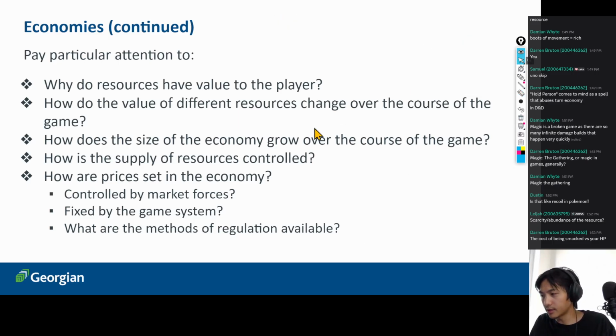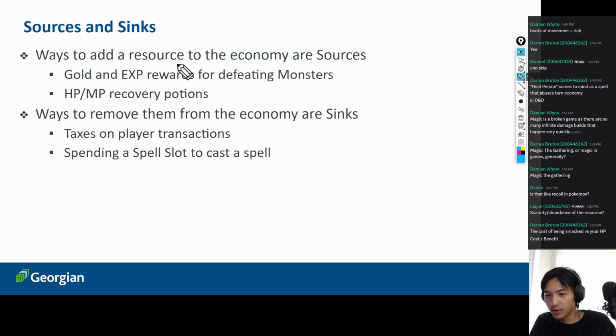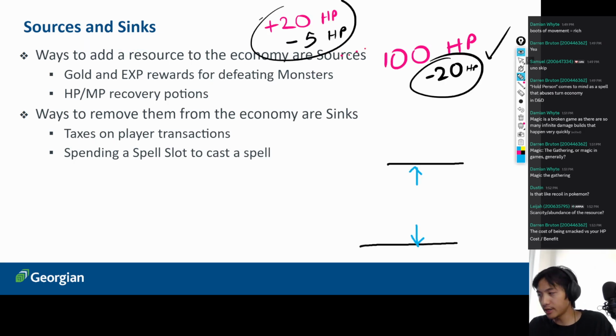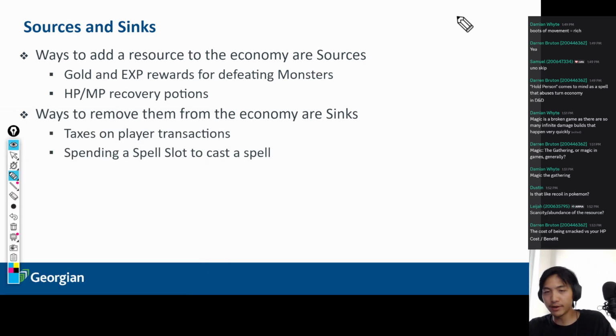Let's talk about it a little more, and we'll look at some examples. Sources and sinks. When it comes to resources, you need to understand where the resources are coming into your economy and where they are leaving your economy. So no matter what it is, it doesn't matter if it's hit points or player level or gold, you need to know where it's coming from and where it's going.